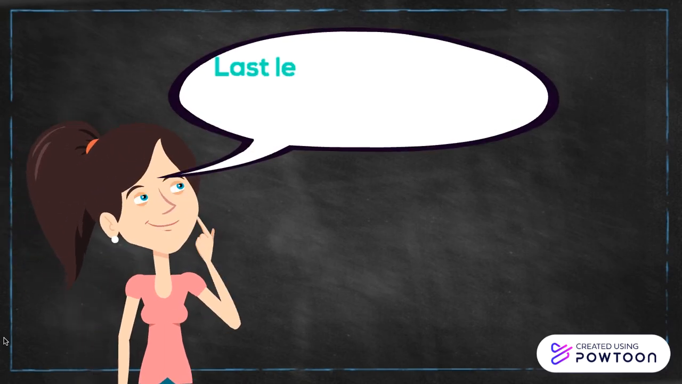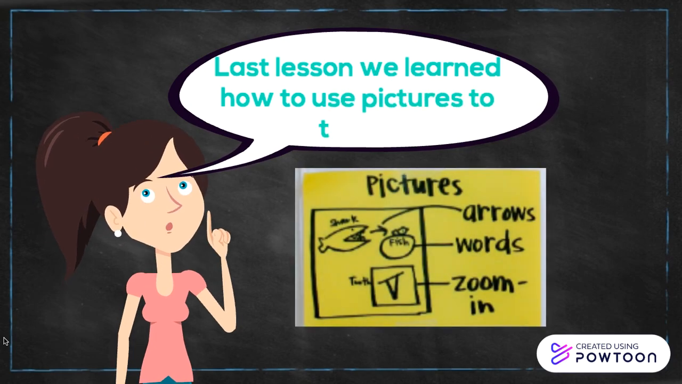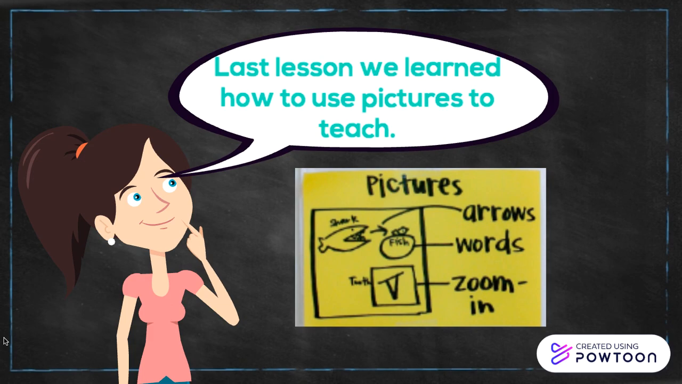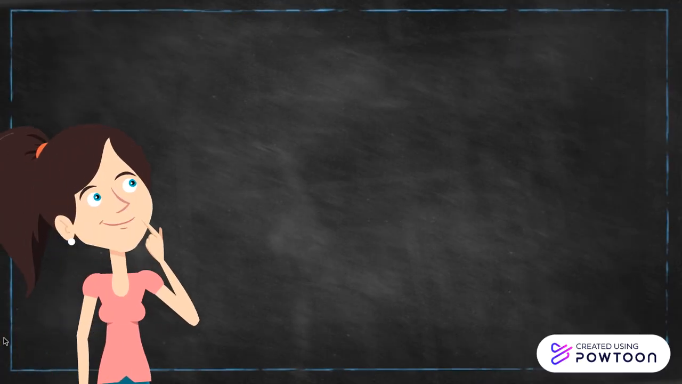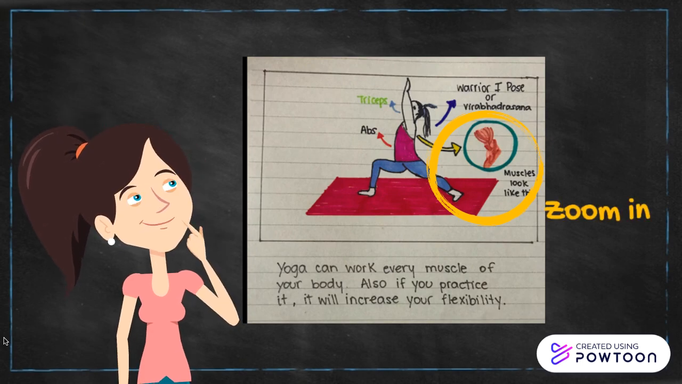Last lesson, we learned how to use pictures to teach. So, do you remember? We learned to use arrows, words, and zoom in some pictures. Let's see. Here, I zoom in some pictures and I used arrows and words.